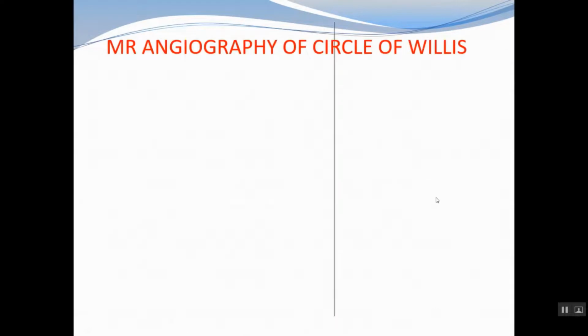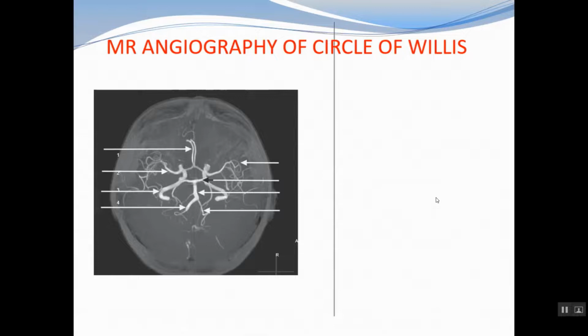The angiography of the circle of Willis. The circle of Willis is formed from the branches of the internal carotid artery and branches of the basilar artery. The internal carotid artery divides into anterior cerebral artery and middle cerebral artery, and the basilar artery divides into posterior cerebral arteries.